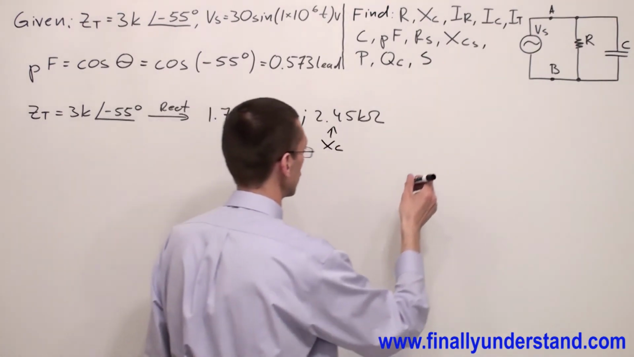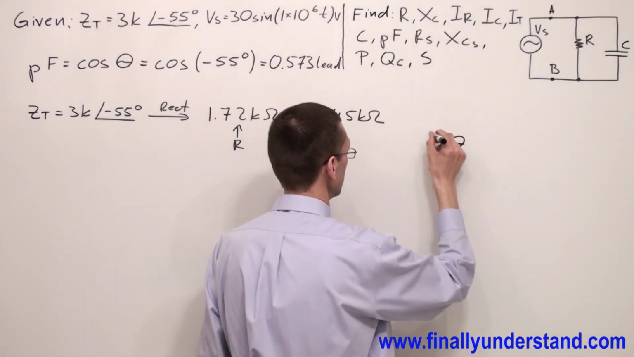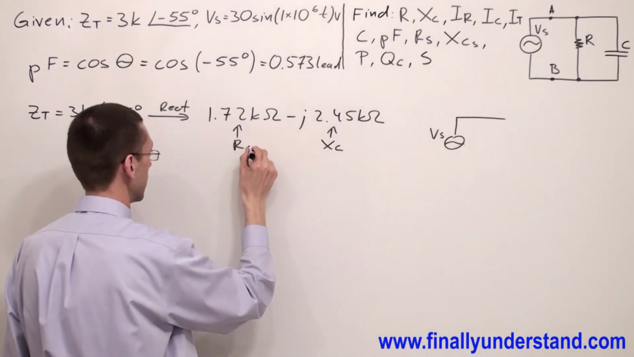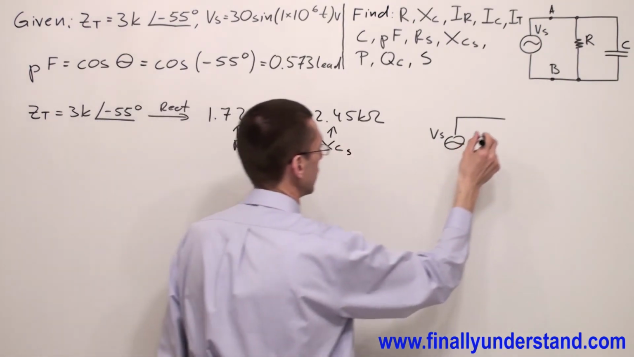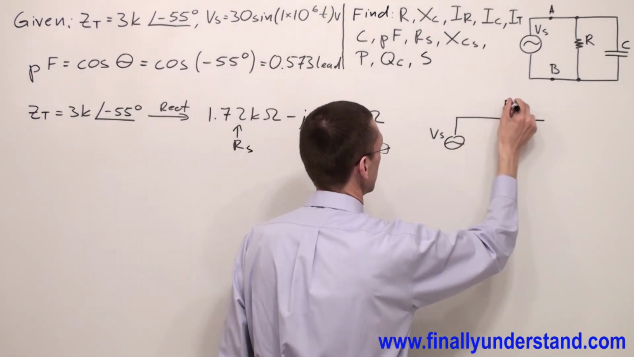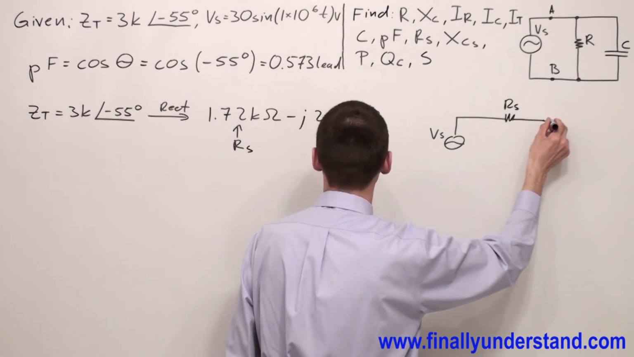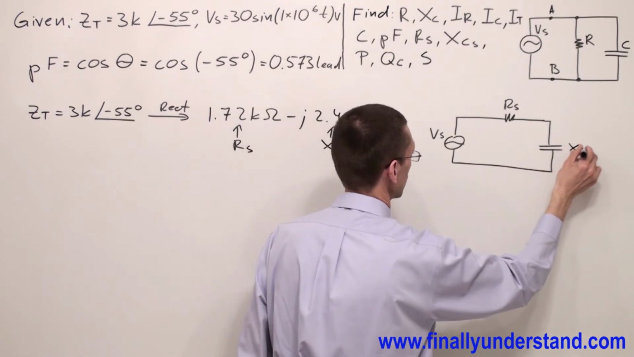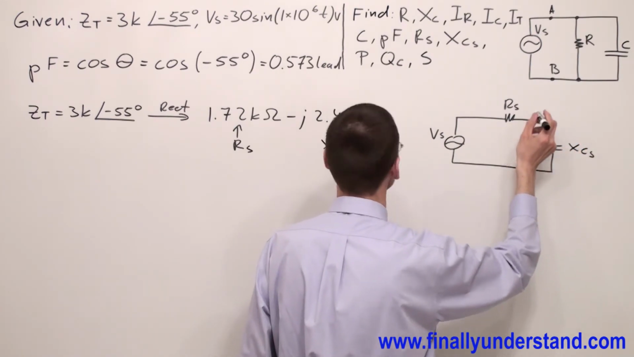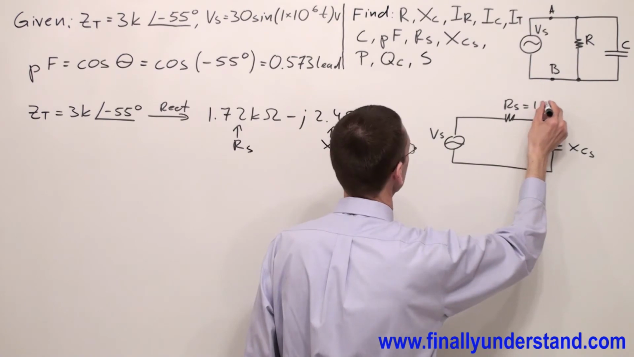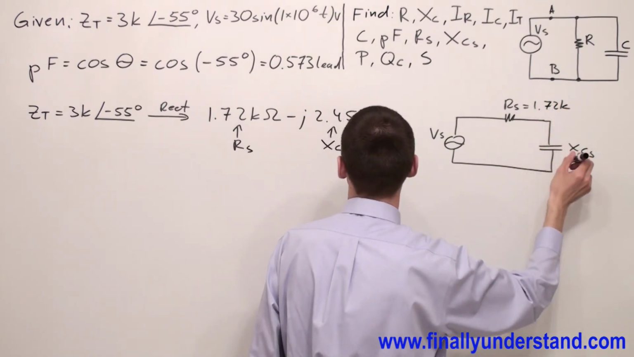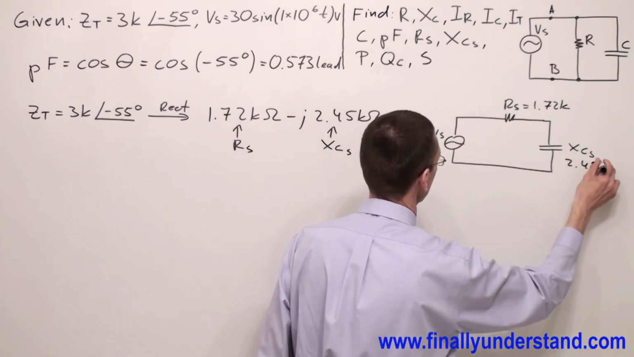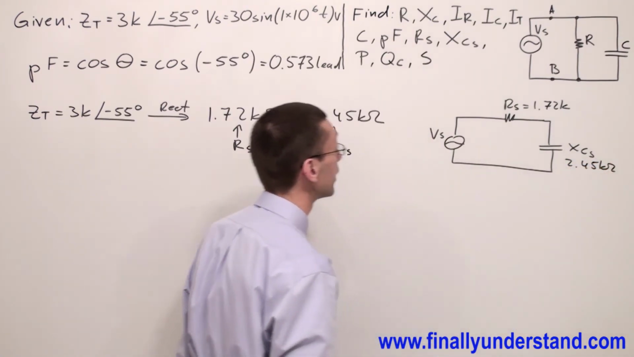So you can redraw the circuit and draw simply, this is my voltage source. Okay, this is of course the RS and this is X of CS. And I have RS over here and this is my X of CS over here. So where RS is equal 1.72 kilo and X of CS equals 2.45 kiloohms.